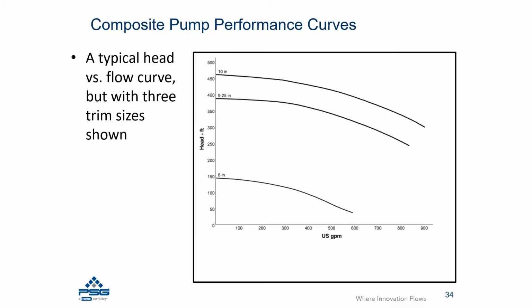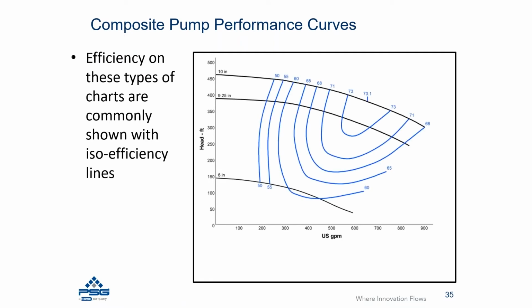And so as you can see, a 10-inch impeller is going to give the highest head, highest flow. The 9¼ is now a reduction in that. And then typically, the pump manufacturer is going to define what the minimum impeller trim is that the pump is designed to operate at. And in this case, it would be 6 inches. And now at 6 inches, the pump's performance has declined significantly when looking at head and flow.